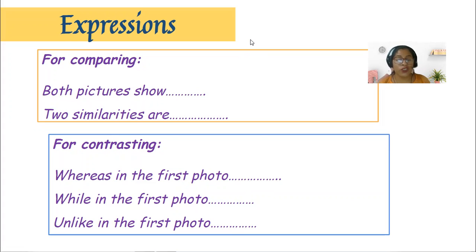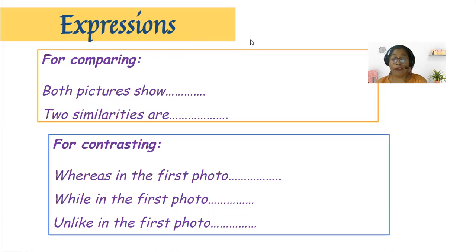Now, expressions to talk about the differences. Okay, what expressions can we use when talking about differences? For contrasting: whereas in the first photo, we can see little girls, in the photo on the left, we can see teenagers. While in the first photo, they are in a ballet class, in the next photo, they are in a classroom.